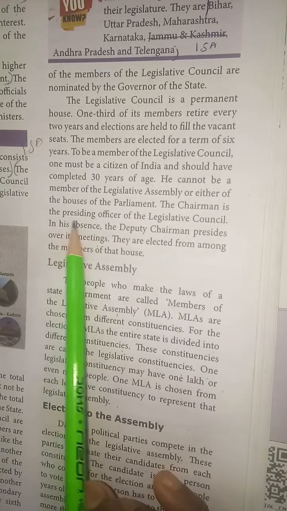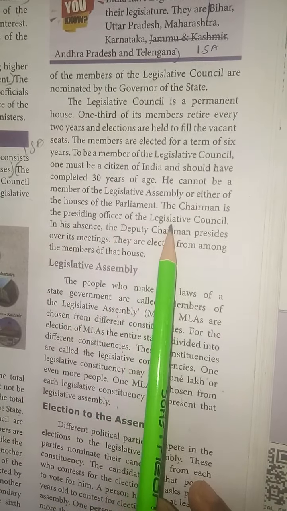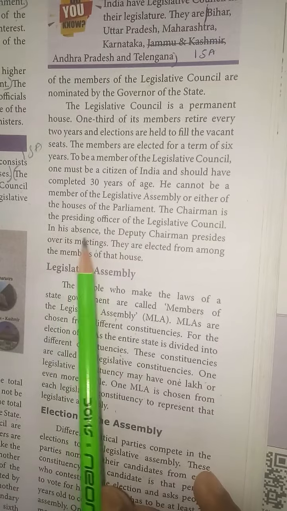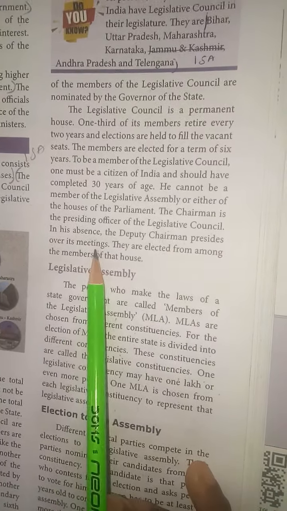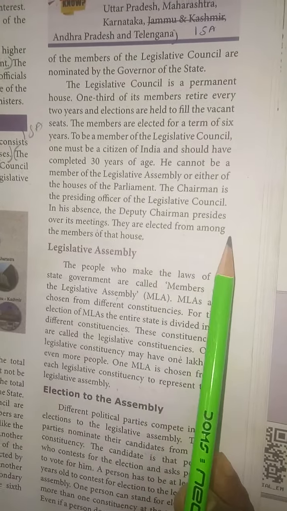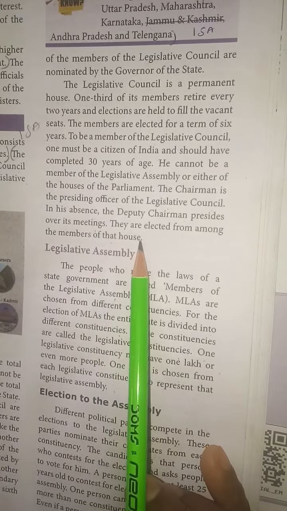The chairman is the presiding officer of the legislative council. In his absence, the deputy chairman presides over its meetings. They are elected from among the members of that house.